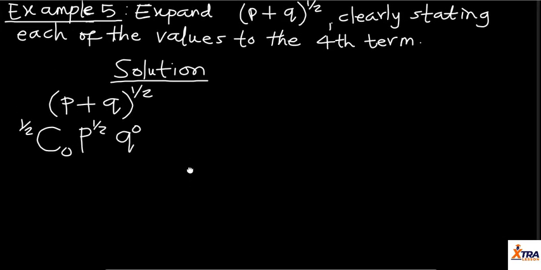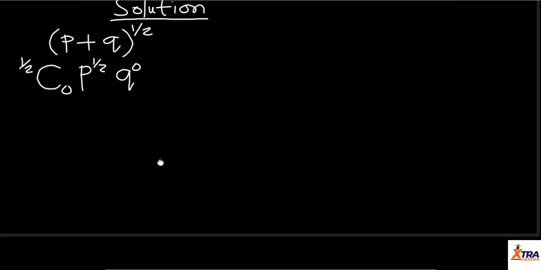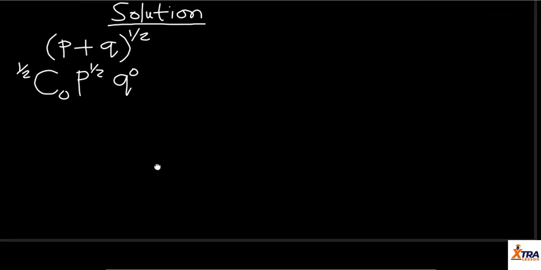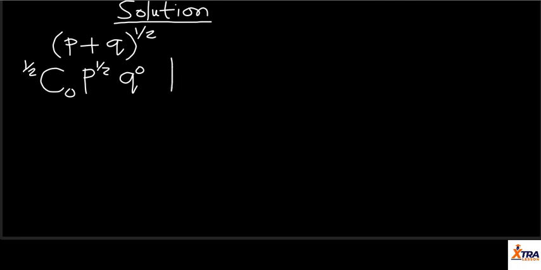But in this particular question, we're told we have to clearly state each of the values to the fourth term. That means whatever we do here, we are expanding to the fourth term in this case. So we need to follow through to the fourth term. So this is the first term. For the second term now, we have 1 over 2 combination 1. This will be p raised to the power 1 over 2 minus 1. Then q raised to the power 1.